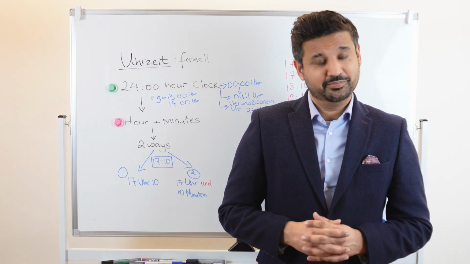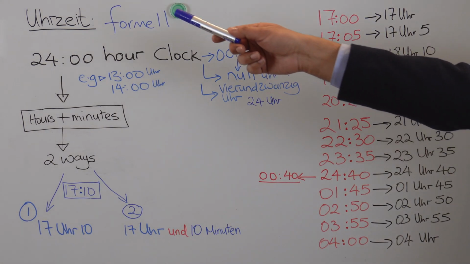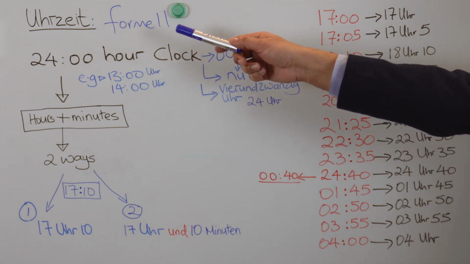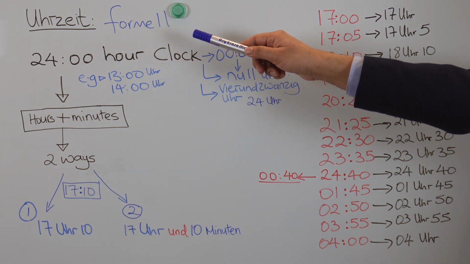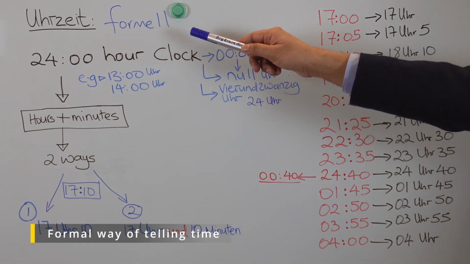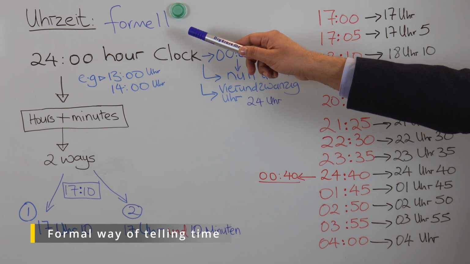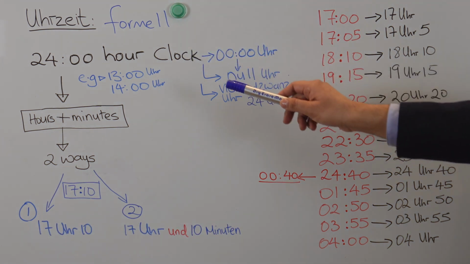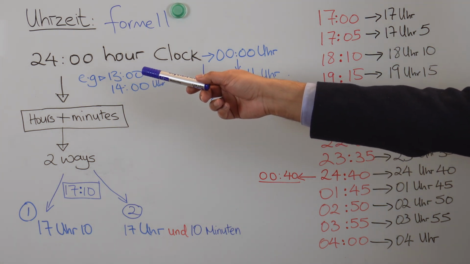So let's start. In German, we call time Uhrzeit. And you have two ways, a formal way of telling time and an informal way of telling time. On this screen, you will first learn to tell the time in the formal way. The formal German clock has 24 hours.